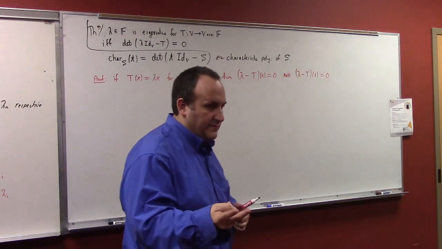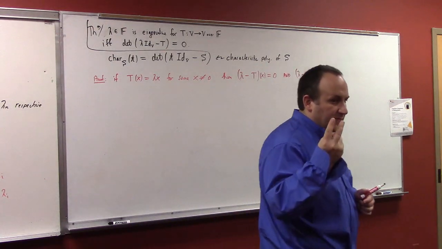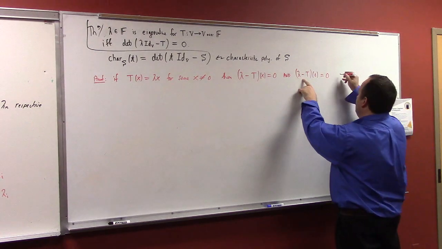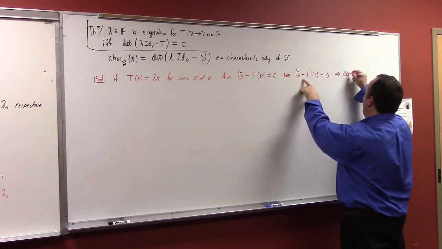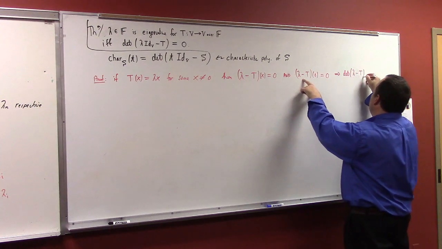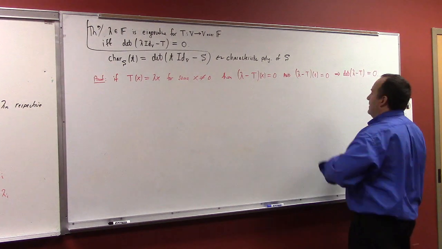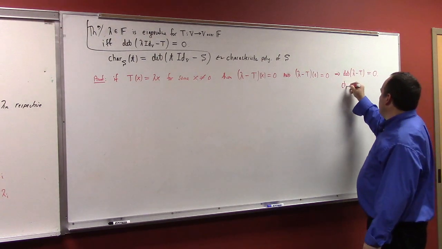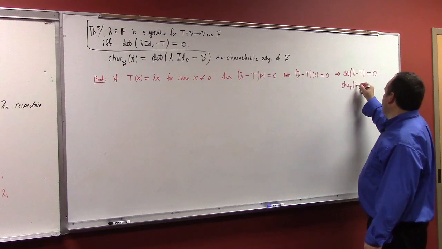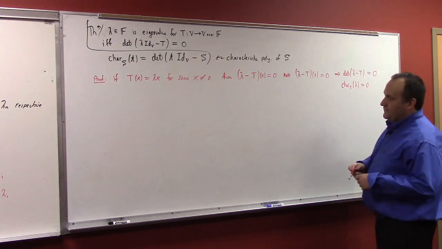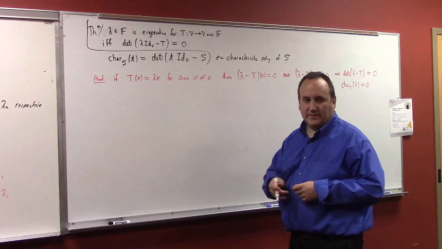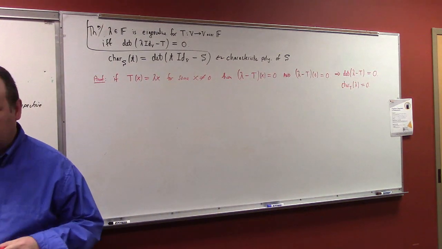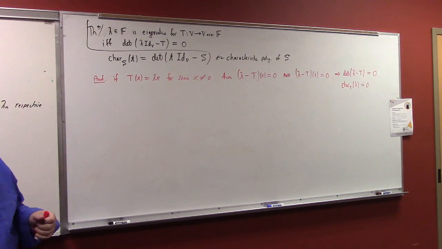That means the kernel's non-trivial, which means the function's not one-to-one, which means that this is not an invertible transformation, which means that the determinant of lambda minus T is equal to 0. In other words, if I take the characteristic polynomial of T and evaluate it at lambda, I get 0. If I put t equals lambda, it's a 0 of that equation.